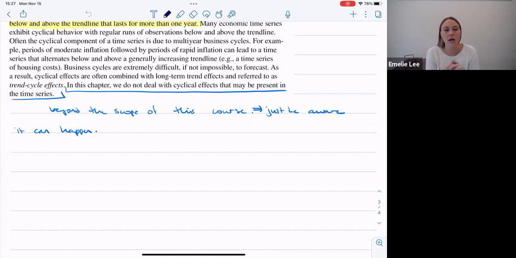And so what we need are measurements for the error that we have in our forecast. That's going to help us judge whether we have a good forecast mechanism or not. Okay.